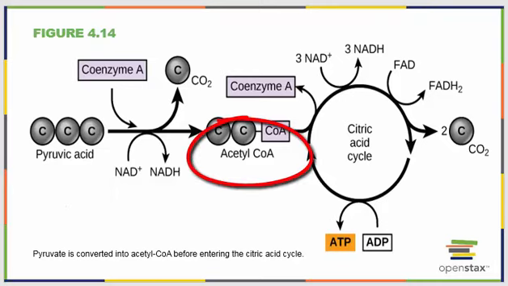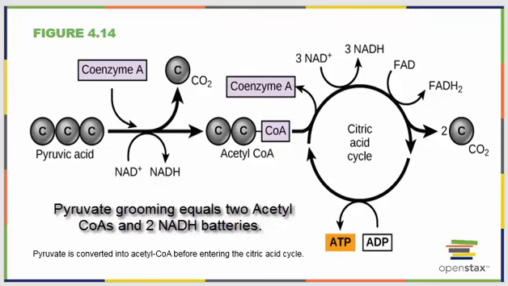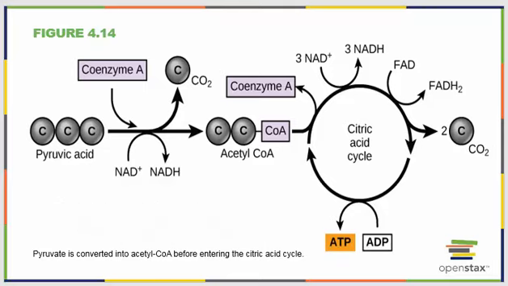So now we're going to call it acetyl-CoA. We have to go through this twice because we had 2 pyruvates from the previous step. So in the creation of acetyl-CoA from pyruvate, we get 2 NADH batteries and we lose 2 more carbons. You end up just breathing them out as CO2. This whole process is known as the grooming of the pyruvates. We had to get them chemically ready to enter into the next step, which is the citric acid cycle.